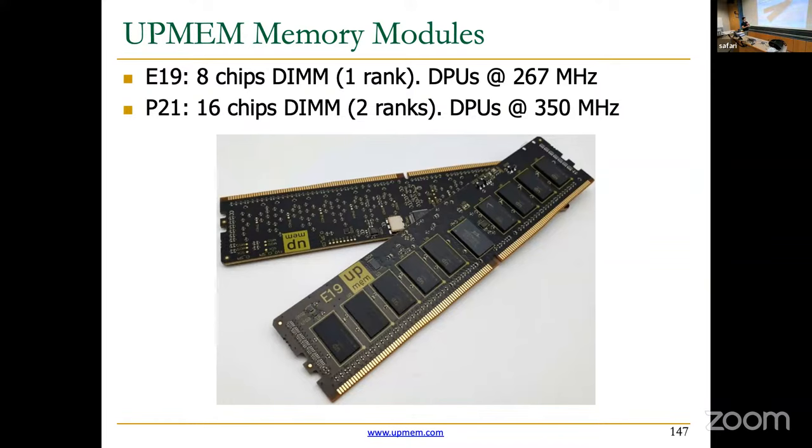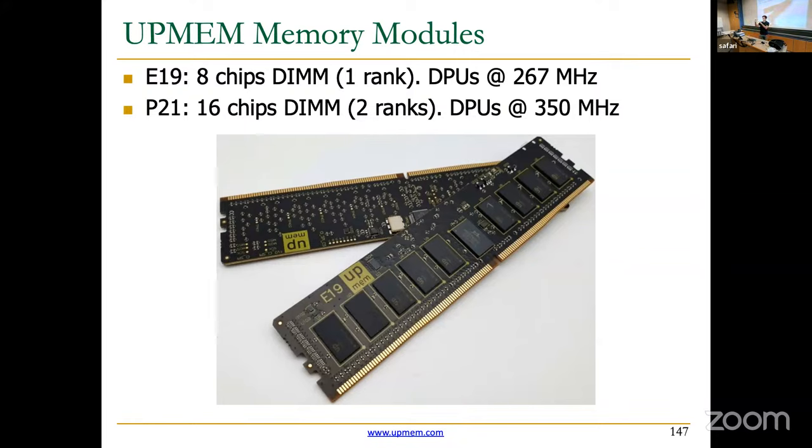They have already released several versions of the architecture. The first one had processors running at only 267 megahertz. As you see, pretty slow processors if we compare them to the actual CPU, and an x86 CPU is way faster. But they are increasing this frequency a little bit. Actually, the most recent DIMMs that I'm aware of, I think they run at 450 megahertz.